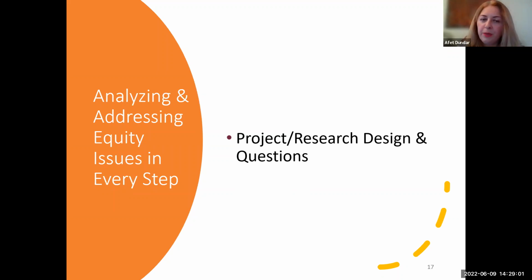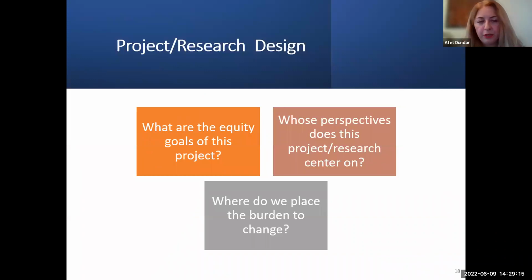It's important to us because, as I said, we started with producing longitudinal data. We thought it was important, and we still think it's important, without really focusing on the equity part of the project or research. And that's how we want to move now, how we want to think about the equity goals of every project or research we are doing.